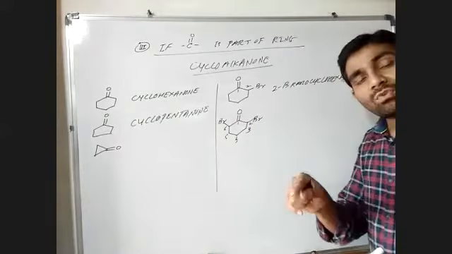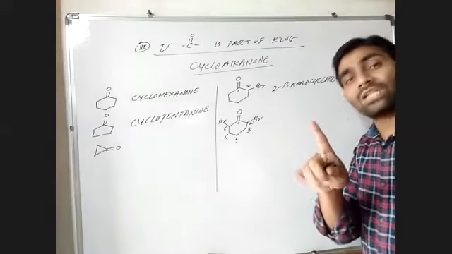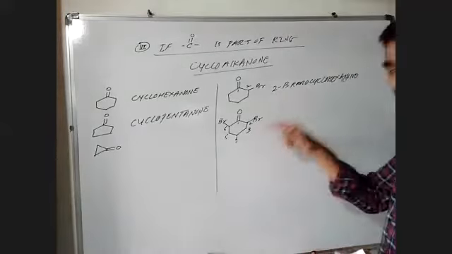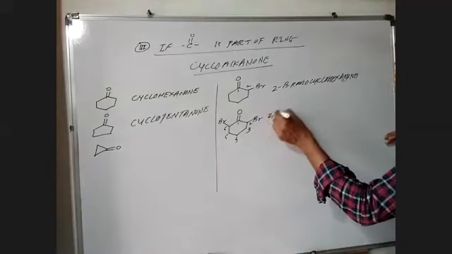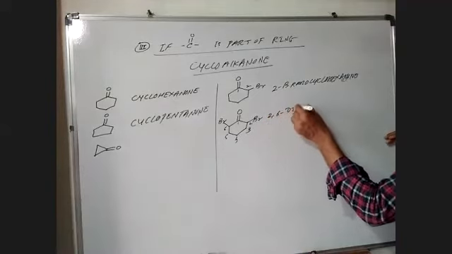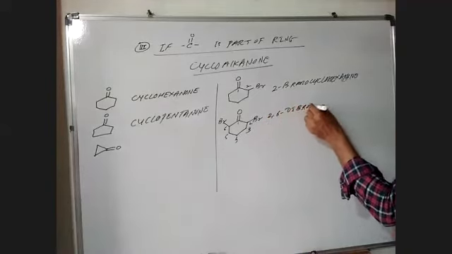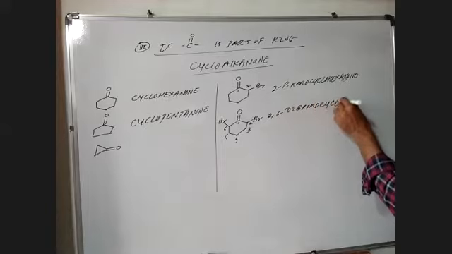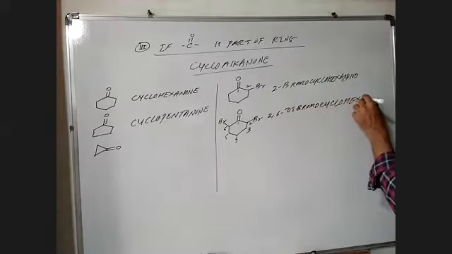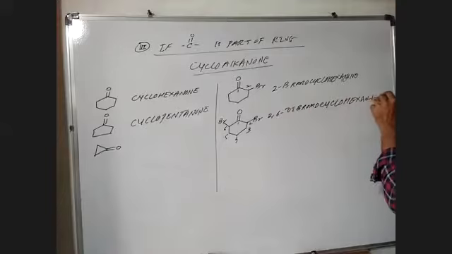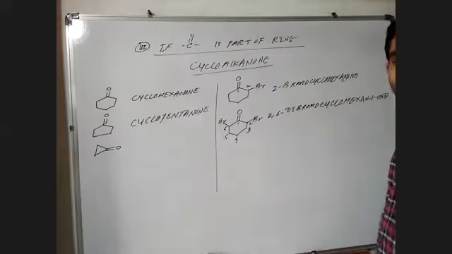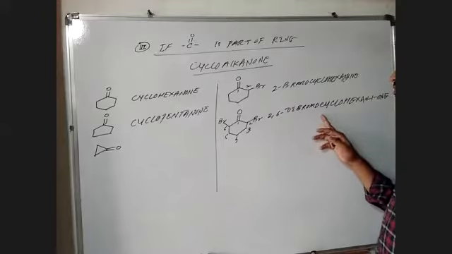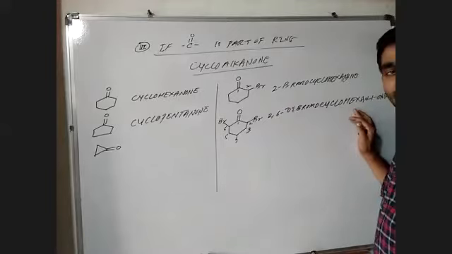Here we have to mention the position of carbonyl also. What will be the name? 2,6-dibromocyclohexan-1-one. This is the correct name. Right? Yes.